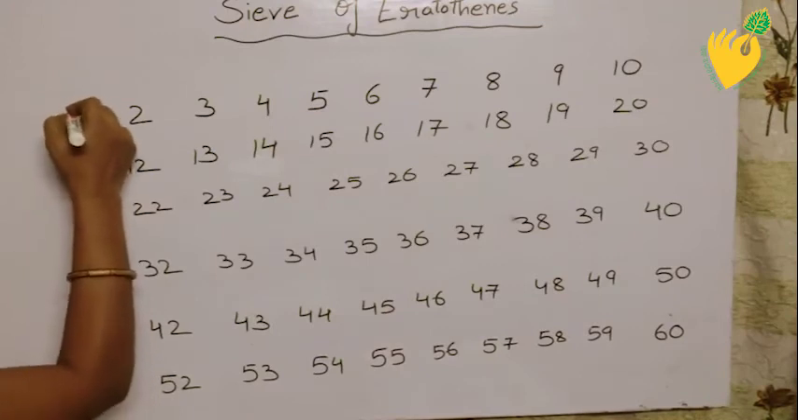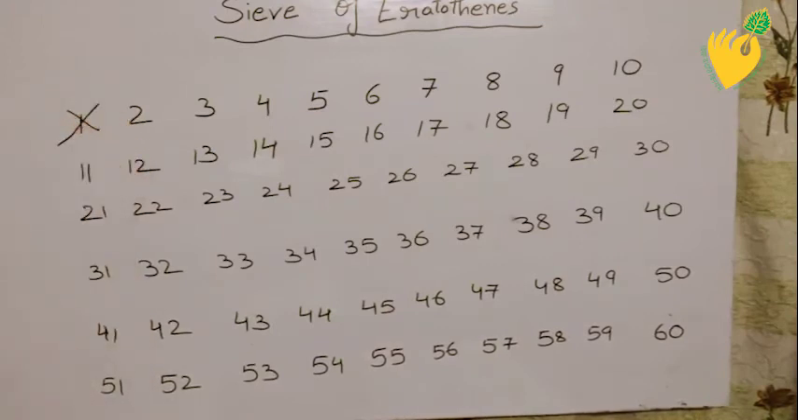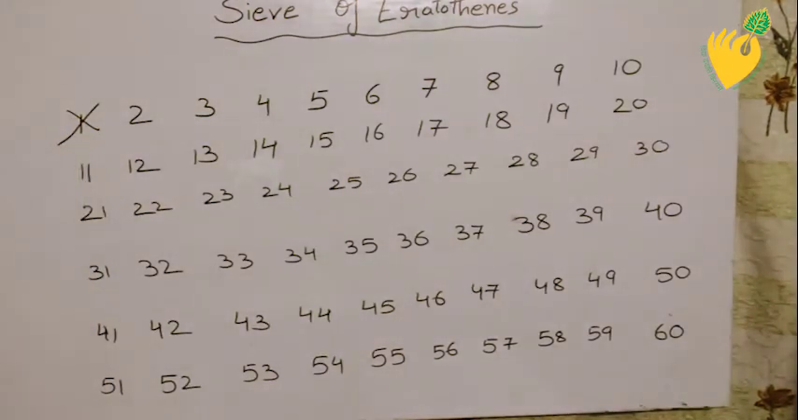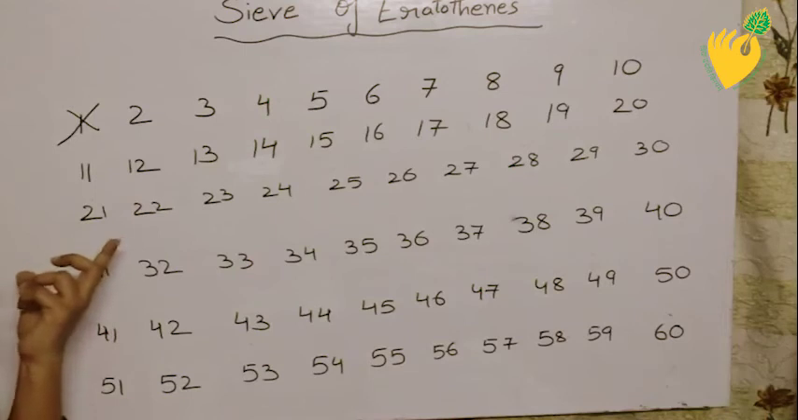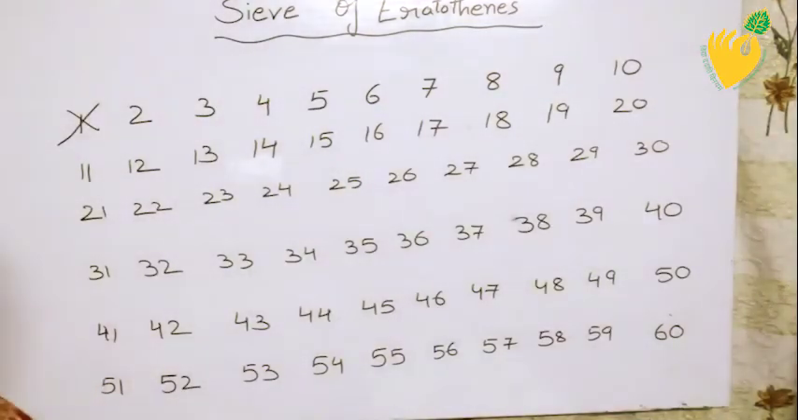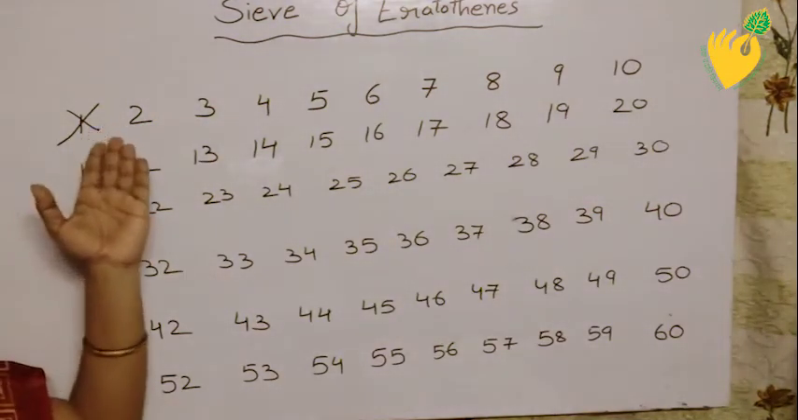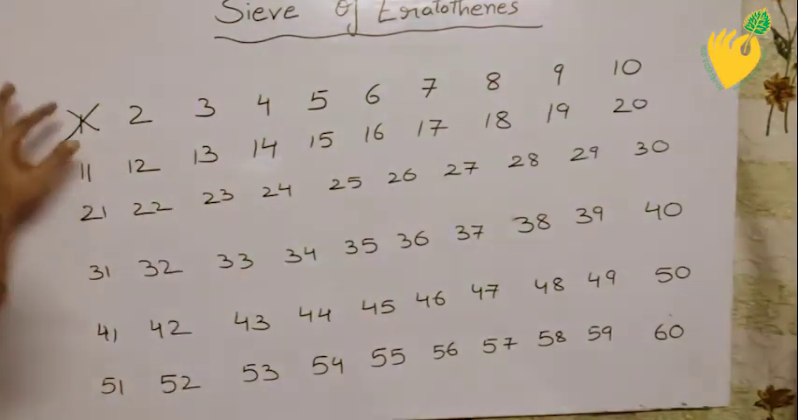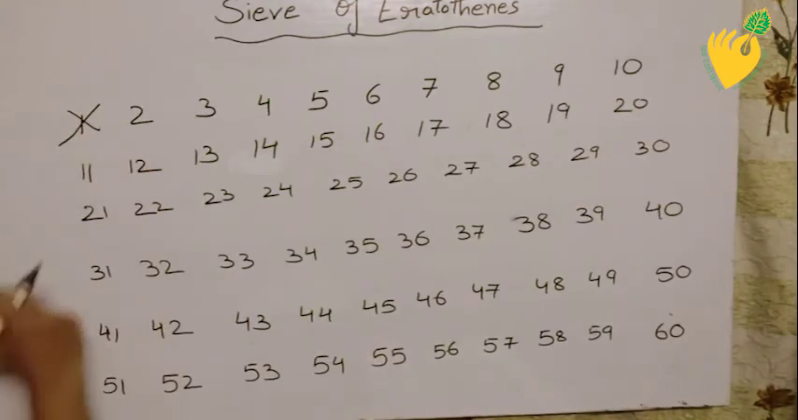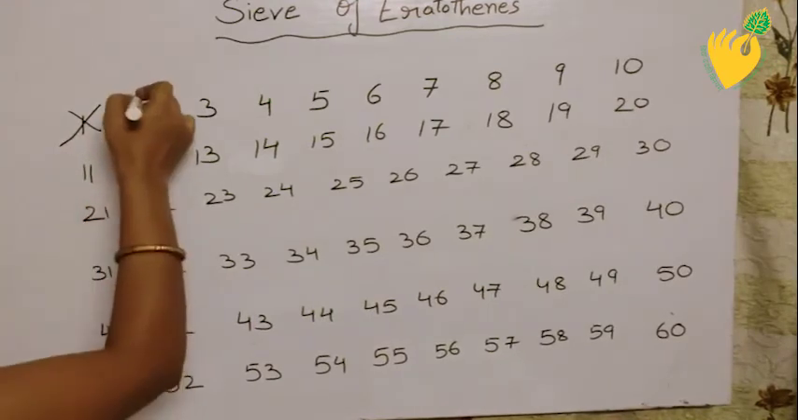Students, first of all, cross out 1 because 1 is neither prime nor composite. Our definition of prime number says that it must have at least two factors, 1 and the number itself, but 1 has only one factor, and the definition of composite number says that there must be more than two factors. So 1 is neither prime nor composite. And what is 2, students? 2 is a prime number.